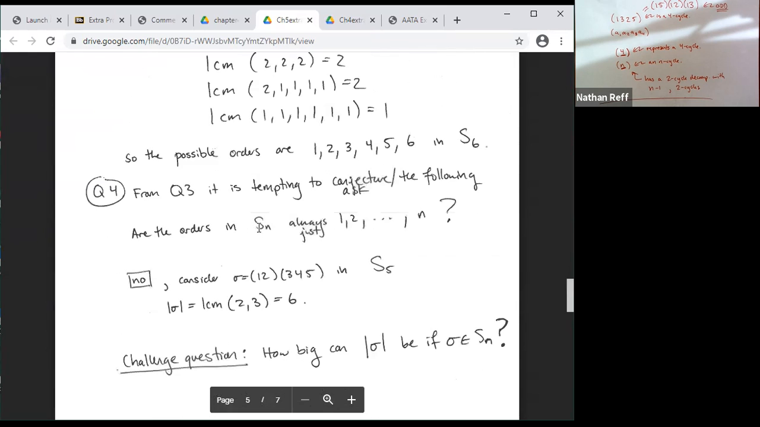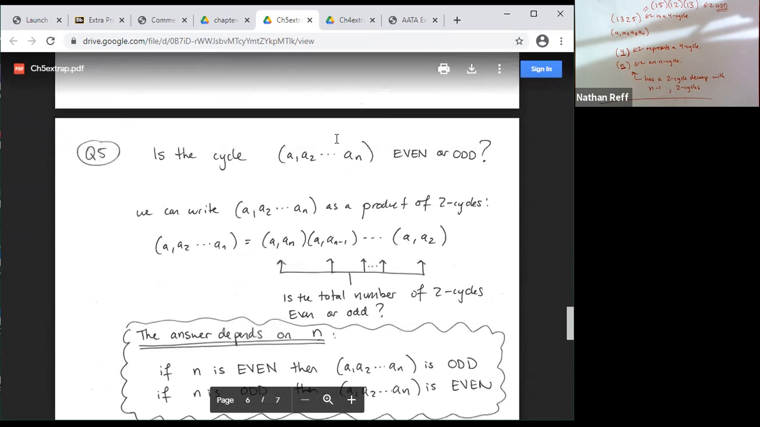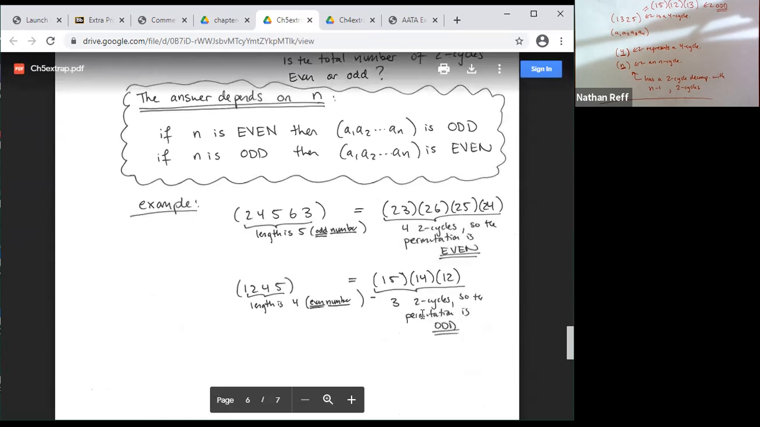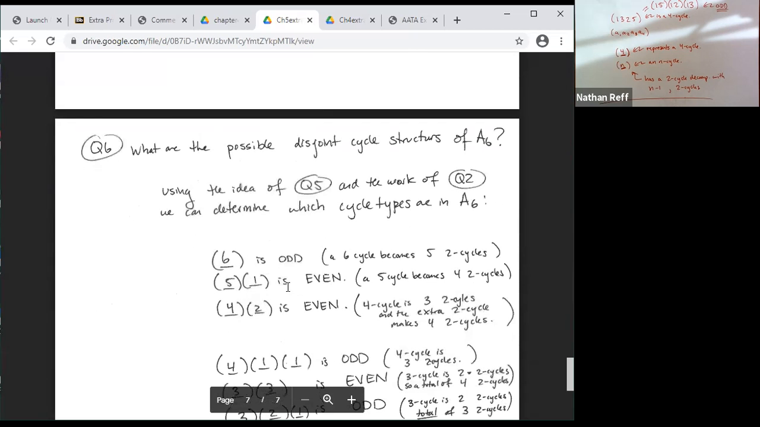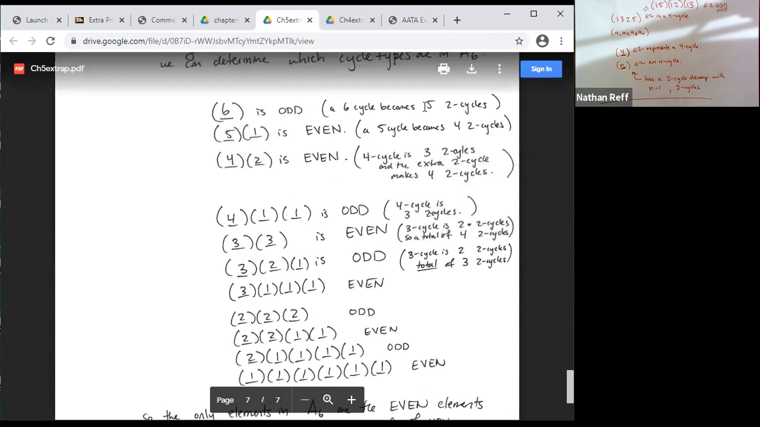So if you look back up here at what we had up above, I explained how an n cycle is even or odd. We kind of discussed that already, right? So if it was length 5, it would be even because that would become 4 2 cycles. If it was length 4, it would become odd because that would give you 3 2 cycles. But later on, I say, go back up above and look at whether or not you'd get even or odd. And so you see that the 6 cycle is odd because that would become 5 2 cycles. The 5 cycle and the 1 cycle will be even because that becomes 4 2 cycles.